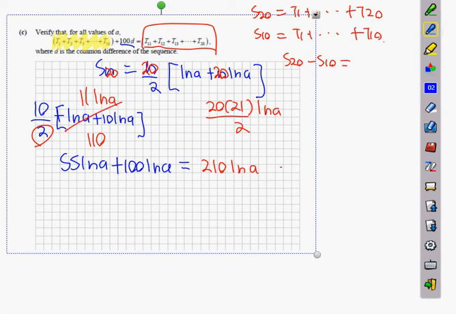So, if you remember what S10 is, S10 was this part over here, which is 55 ln A. Then take away one from the other and you get 155 ln A equals 155 ln A. Proven.